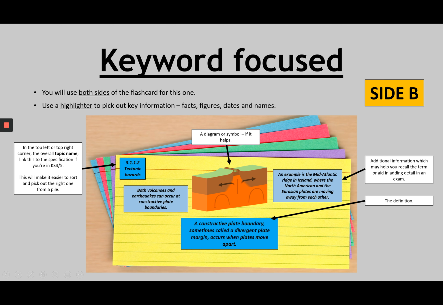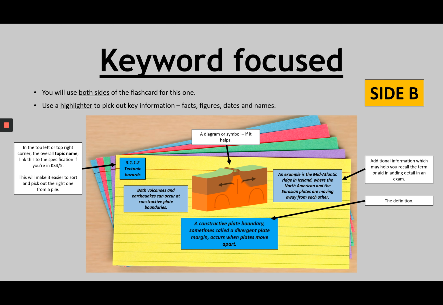So when we get onto side B, what I find really helpful is, especially for a key term like this, but also really any other key term, to have a diagram or a symbol down the middle. Now, in my previous video, I mentioned the concept of dual coding and how I think it's quite a helpful tool to use as a student to help you remember something.